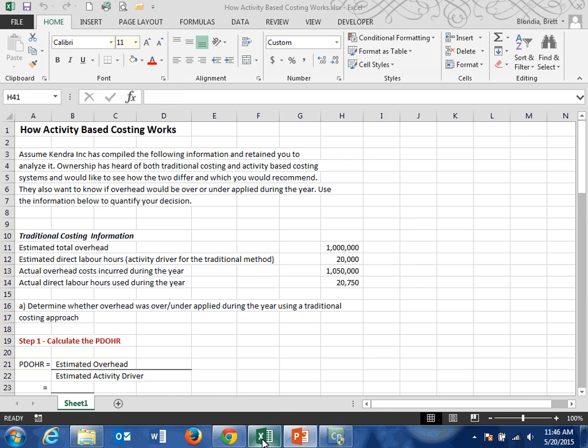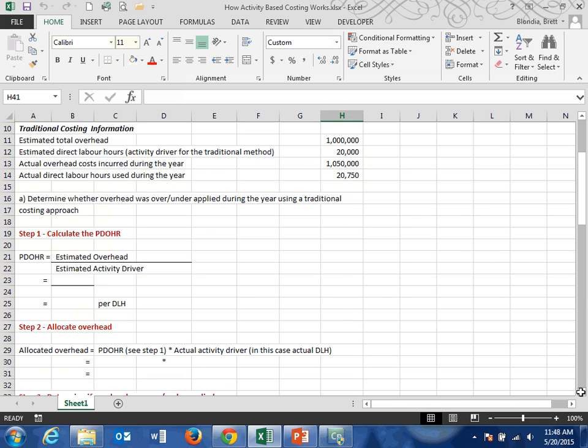Then I'm going to give you some additional information for the ABC approach, and we're going to go through those same 3 steps. And I'll show you that it is, in fact, the same 3 steps. It's just done more times. Okay? So let's keep it simple. Let's take a look at the traditional costing approach. This is what we talked about in the last video.